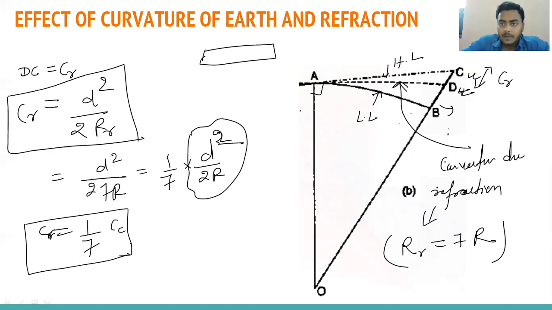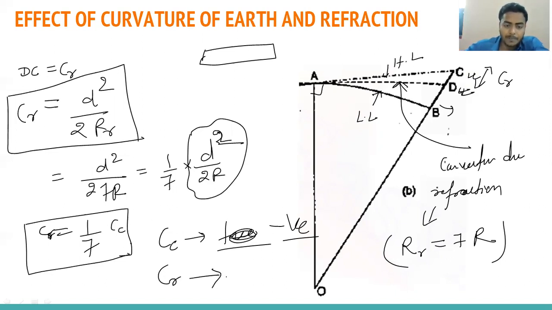Whatever the correction is due to reflection, that is 1/7 of the correction due to curvature. But you will see the correction due to curvature is negative, because we are getting more staff reading as compared to the accurate one. And the correction due to reflection is positive. Due to refraction effect, we always see the object smaller than what it appears.